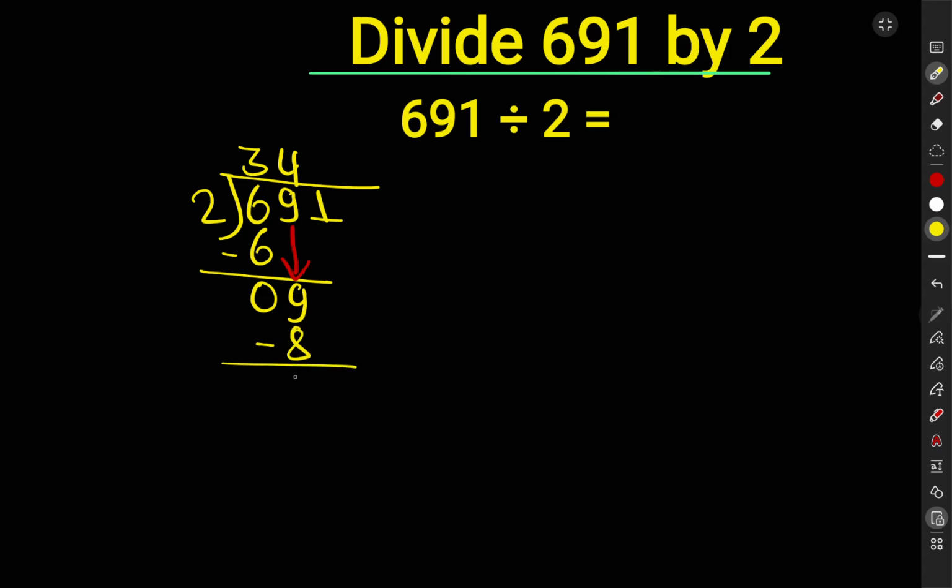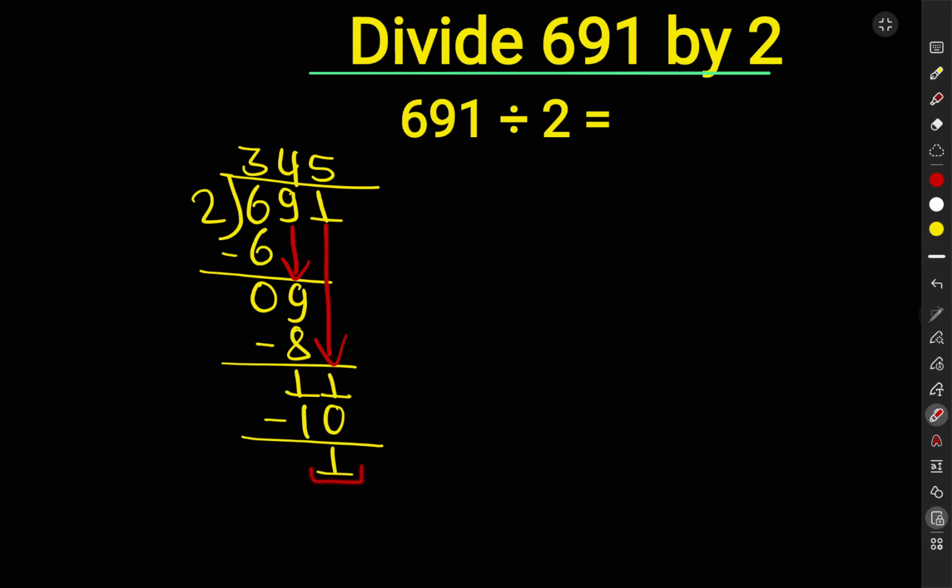On subtracting it is 1. So again we put down this 1 and it is 11. So 2 times 5 is 10. On subtracting we get 1.